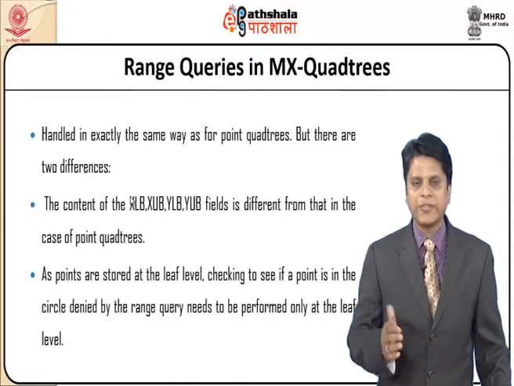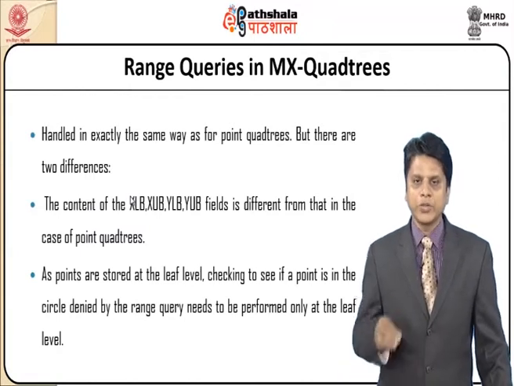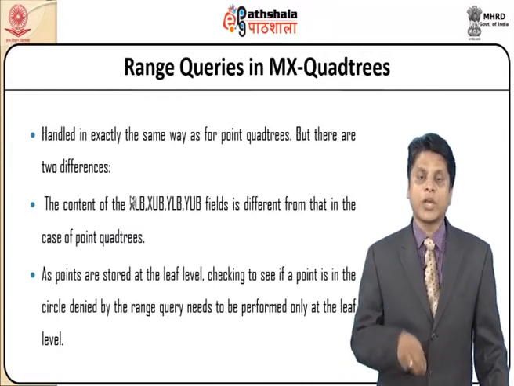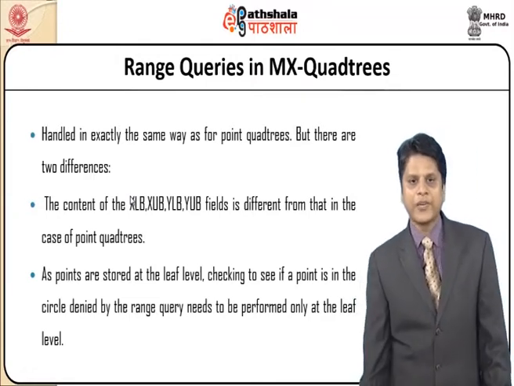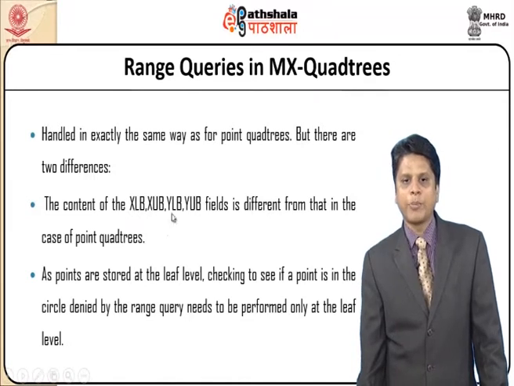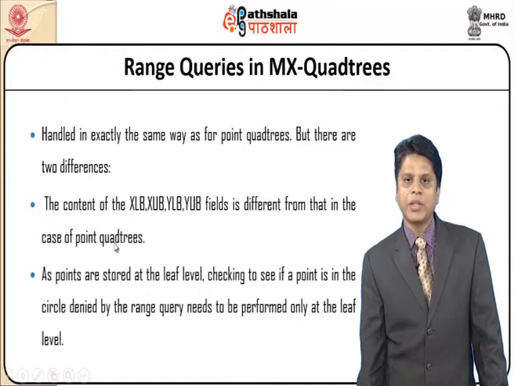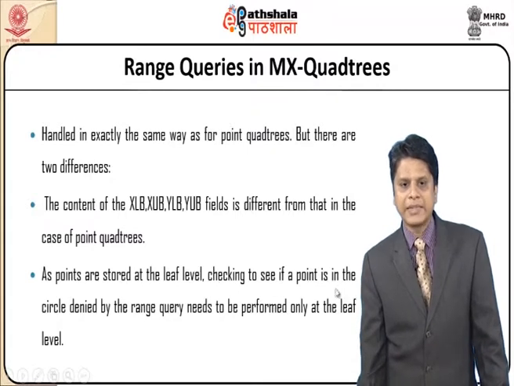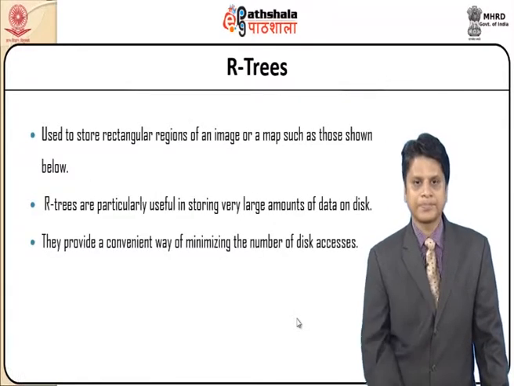there are 2 differences when compared to point quadtrees. Here we have introduced the MX quadtrees, we have introduced the lower bounds and upper bounds, whereas there we have not introduced them. So, the content of the lower bound and upper bound of the x and y coordinate fields is different from that of point quadtrees. As points are stored at the leaf level, checking to see if a point is in the circle defined by the range query needs to be performed only at the leaf level itself.